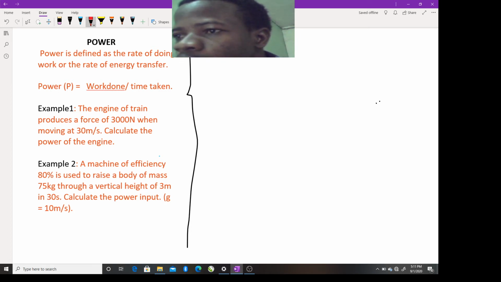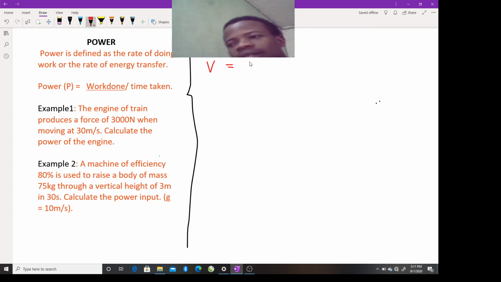3000 newtons when moving at what? 30 meters per second. Of course, this is our velocity. I say that power is equal to work done divided by time. That means force times distance divided by time. And distance over time will give us velocity. That means force times velocity. That will be equal to power. So V is 30.